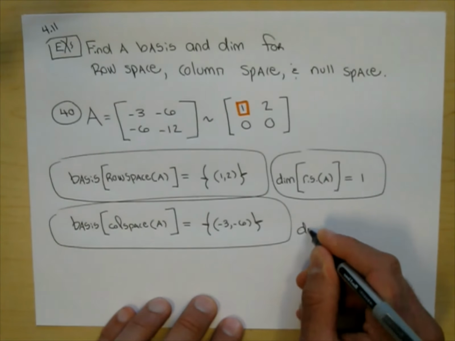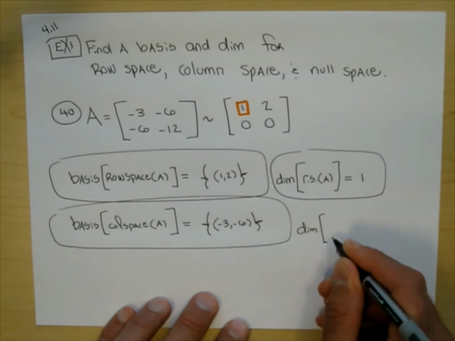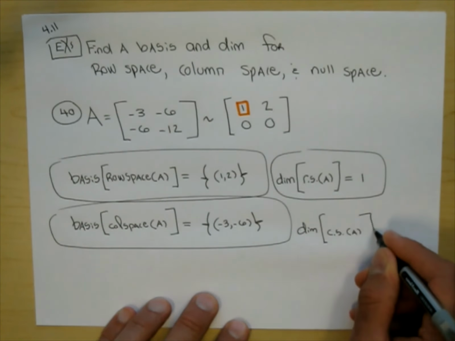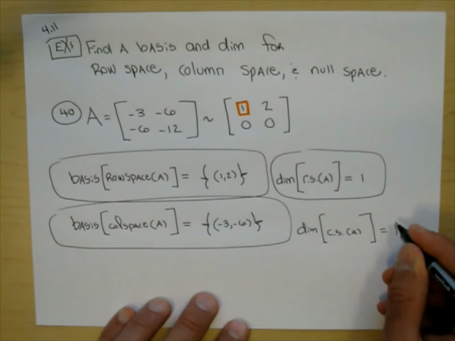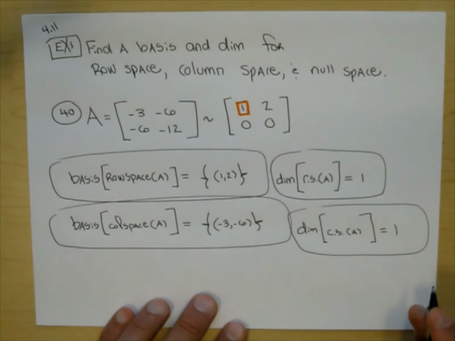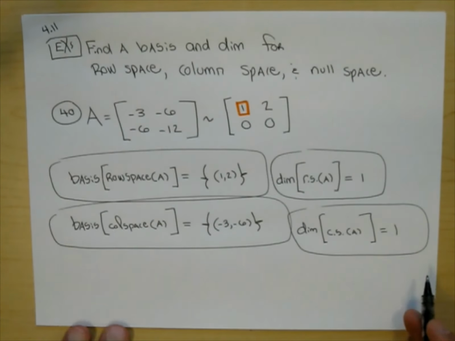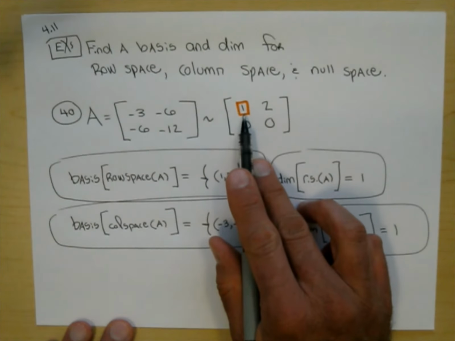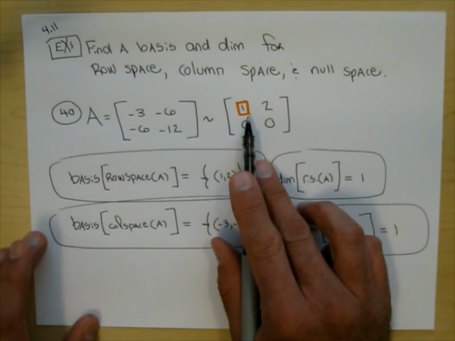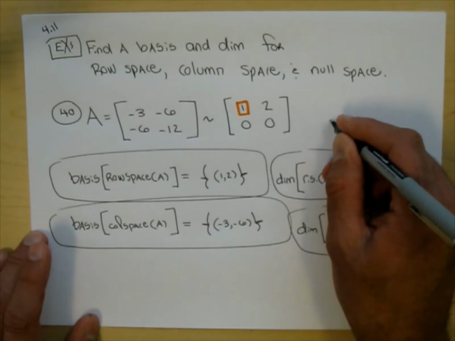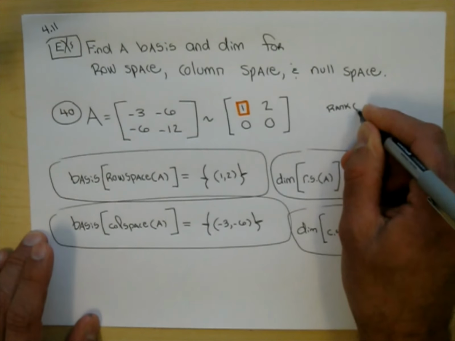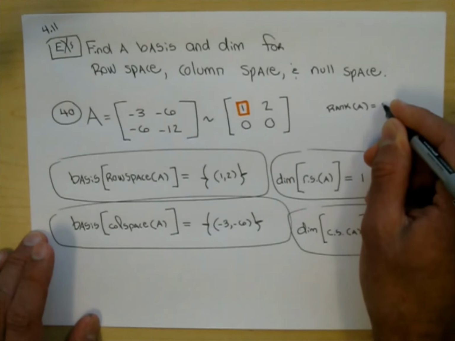And the dimension of the column space of A, well, there's only one thing in the basis. It equals 1. There was a theorem that said the dimension of the row space equals the dimension of the column space. And we can see that that's true. That also equals the rank of your matrix. So the rank of the matrix, and I don't think they asked for the rank, I'm going to put it right here. The rank of A is 1.